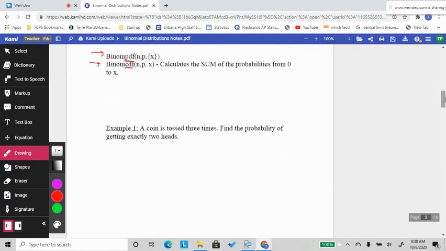Okay, so let's talk about a coin toss. So what this whole section is about is making your life easier. So previously we did a coin toss, and in order to find the number of heads, we had to do heads, tails, that's one coin toss, heads, tails, that's two coin tosses, and then heads, tails, tails, heads, tails, heads, tails.